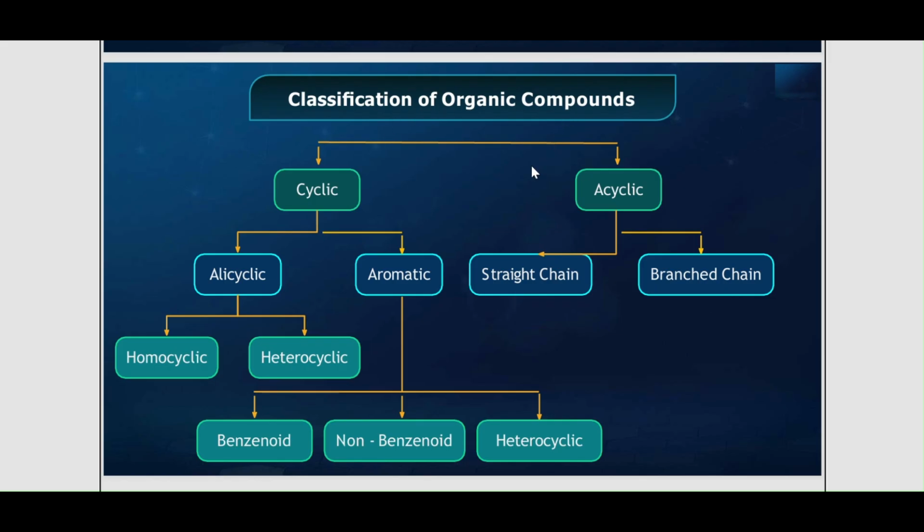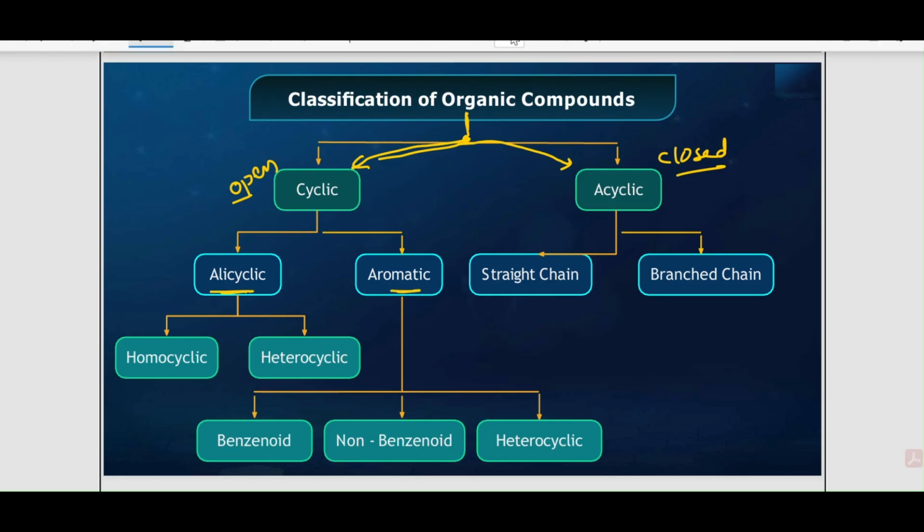So in classification of organic compounds, there are so many types present. First of all, you have to know how many types of carbon compounds there will be. Basically these are divided into two types: open chain compounds and closed chain compounds. As per the terminology, one is acyclic, another one is cyclic. Now these cyclic compounds are once again divided into two types: alicyclic and aromatic.